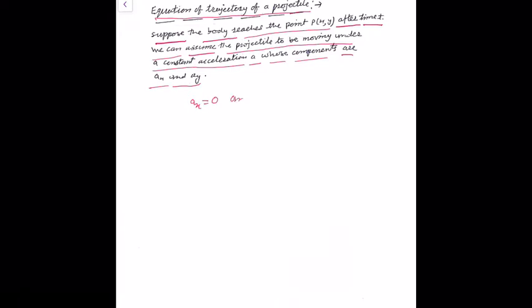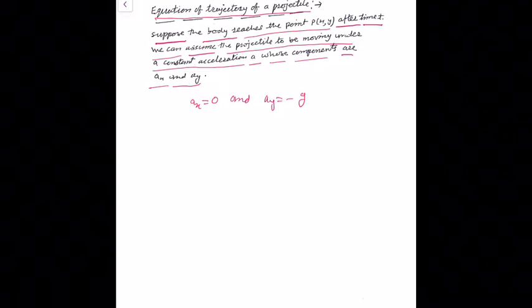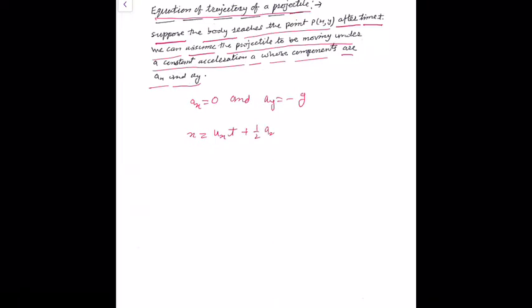So ax is equal to 0 and ay is equal to minus g, as there is no acceleration along x-axis and g acts vertically downward. Therefore, the horizontal distance covered by the body in time t, x equal to ux t plus half ax t square.